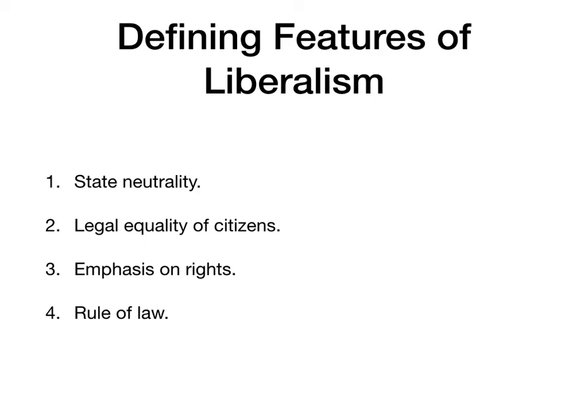So in this lecture, I just want to finish up this presentation, this really basic sketch of what we mean by liberal and liberalism. Remember, in the last two lectures, we've looked at this list of defining features: state neutrality, legal equality of citizens. We talked a lot about what those mean in the last lecture. In this lecture, I want to say a little bit, probably not quite as much, because we'll mention both of these later and go into more depth, about emphasis on rights and the rule of law. Then I want to finish up saying a little bit about the support, the moral ideas and ideals behind liberalism.